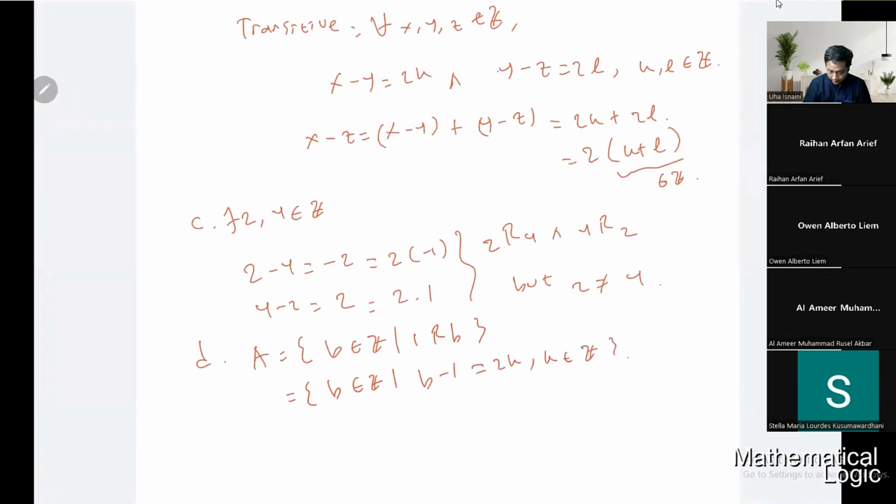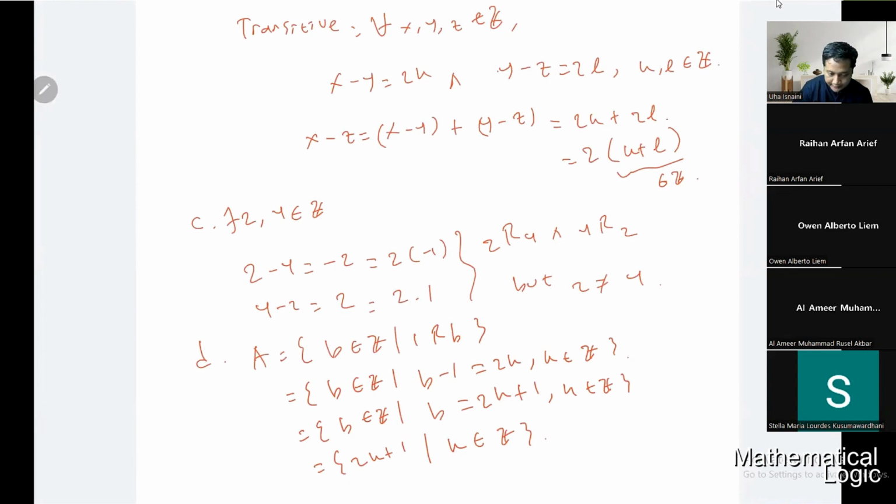So what is our b? Our b is every integer that we can represent as 2 times an integer plus 1, right? So you have 2k plus 1 such that k is in Z. So every odd integer will be related to 1. So I think that's all.